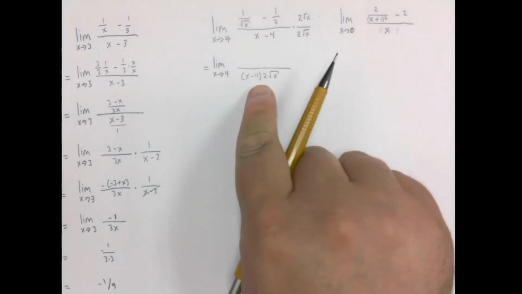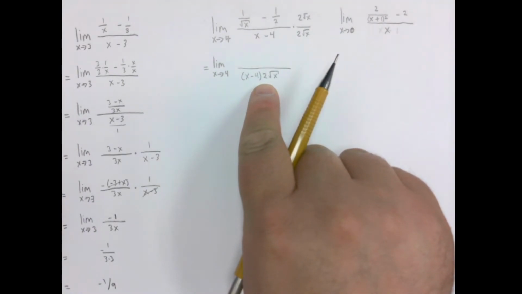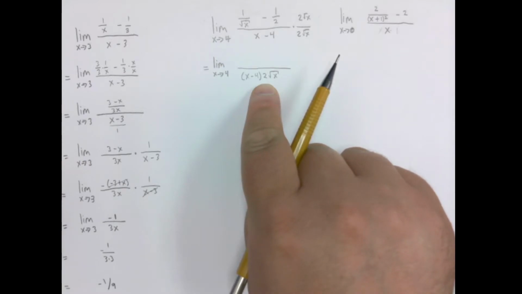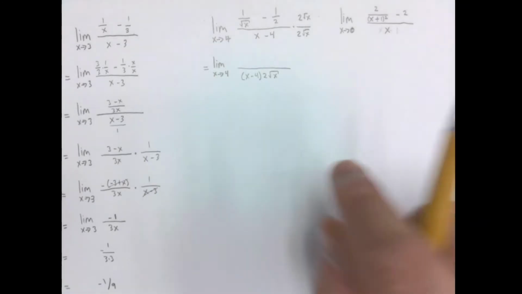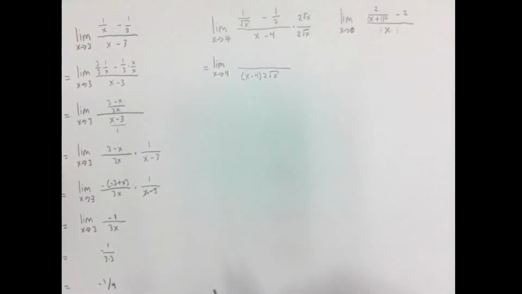Do not distribute that when you're working problems like this because it will cause problems later. We're going to look for a specific cancellation in a few minutes, and if you distribute the denominator, well, then you won't be able to notice that cancellation that we're after. So there's our denominator. Now, how does the numerator play out here?